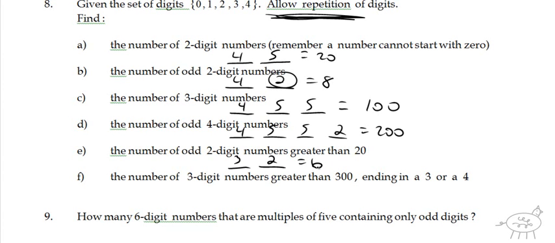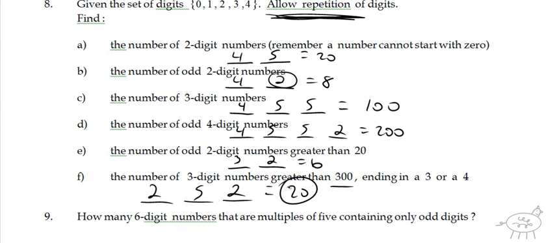Okay, the number of 3-digit numbers greater than 300, ending in a 3 or 4. That's a good problem. If it's got to end in 3 or 4, there's only 2 possibilities. And it's got to be greater than 300, so that means it's got to be 3 or 4, which is 2 possibilities. And what can you put in the middle? Well, can't the middle just be anything? Any one of those 5 numbers? Sure can. So my answer is 20.